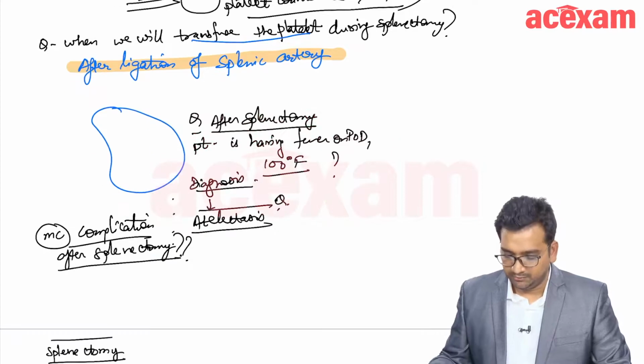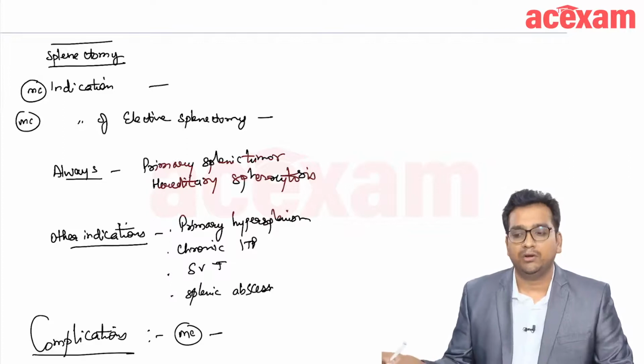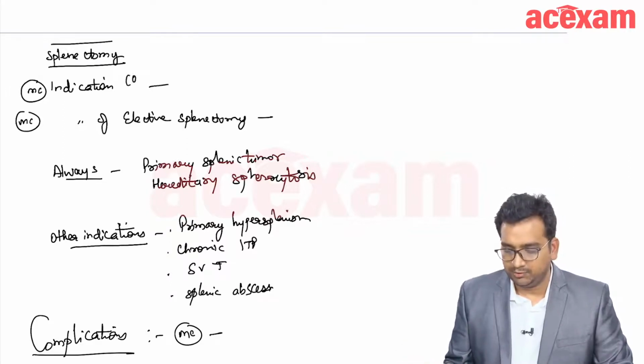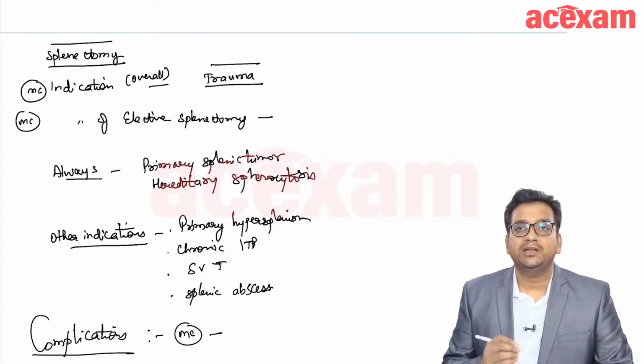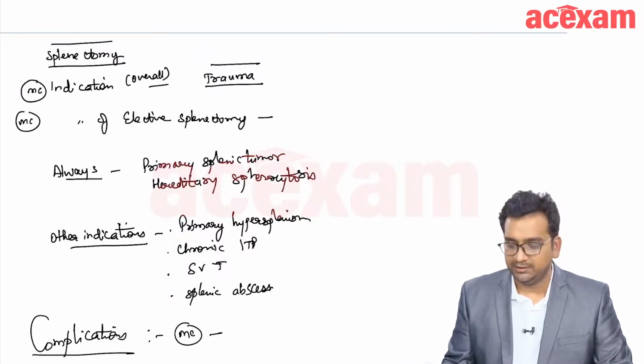Okay. Now, overall, what is the most common indication for splenectomy? Here I am talking about overall. The correct answer to this is trauma. The spleen is the most common organ involved in blunt trauma injury to the abdomen.